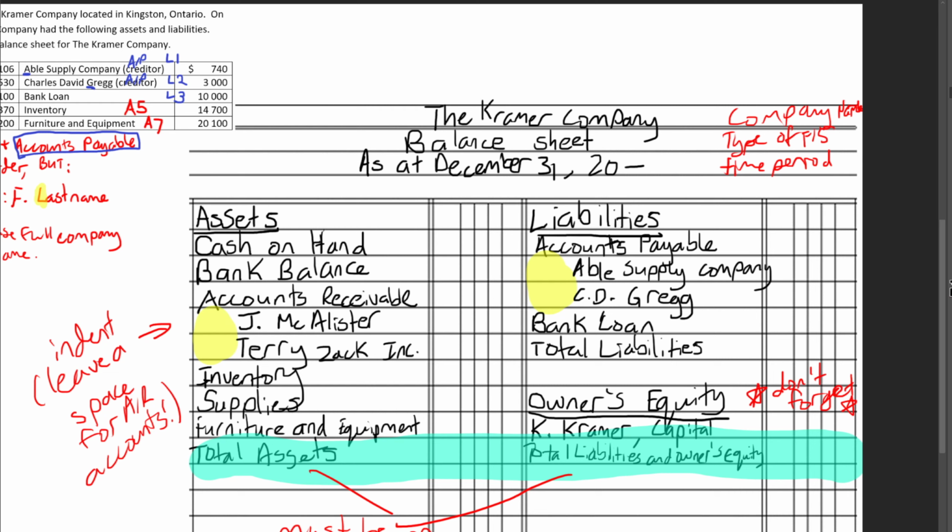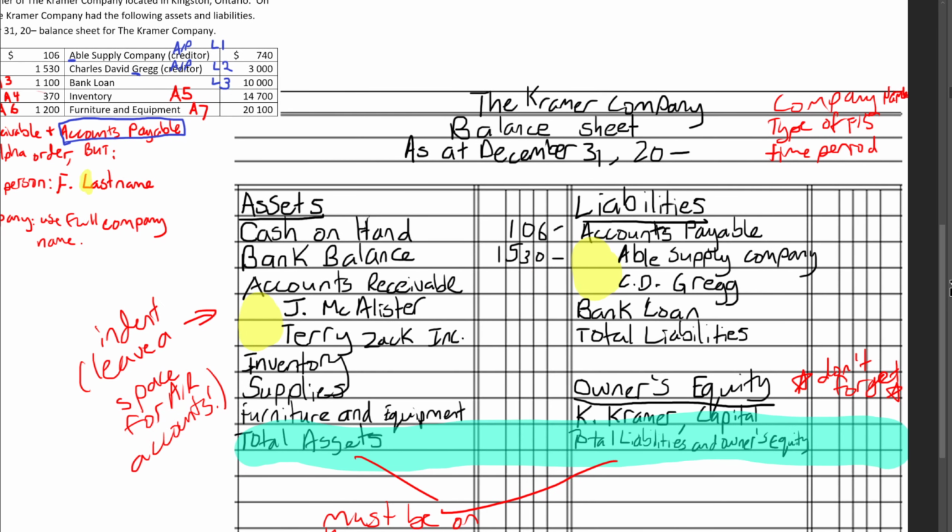And then you're going to fill out all of your numbers. And I'm just going to do that real quick. And then we'll talk about the capital number. I got cash on hand, bank balance, accounts receivable. You're going to skip. You're going to write in the numbers for the particular accounts receivable ones. So J. McAllister was 1,100. So please skip that accounts receivable subheading and go directly to your individual accounts receivable accounts. And then keep writing in the numbers.